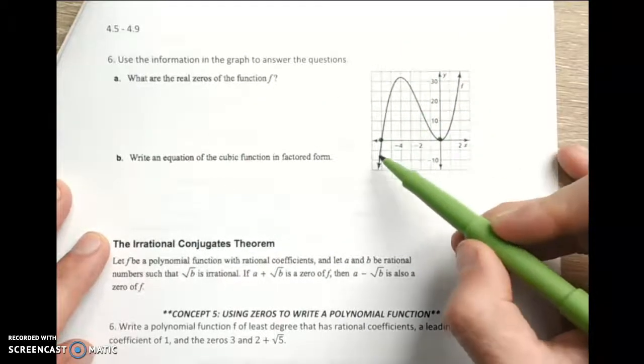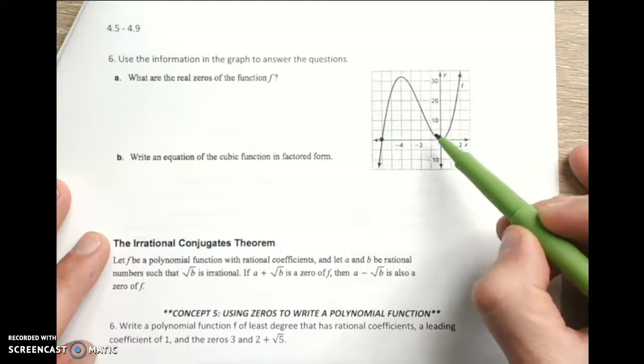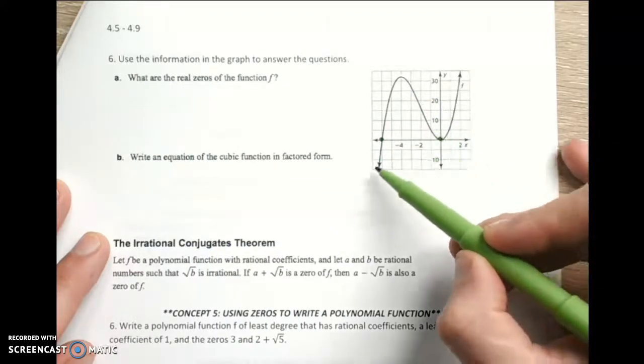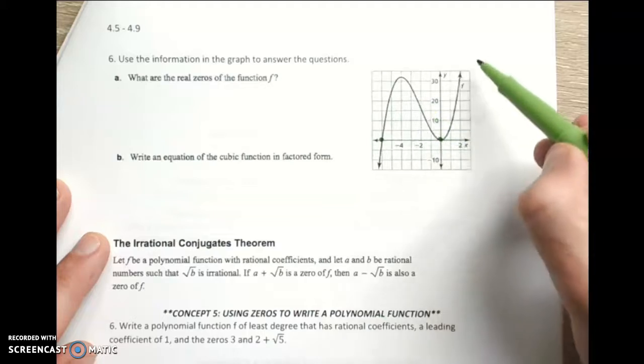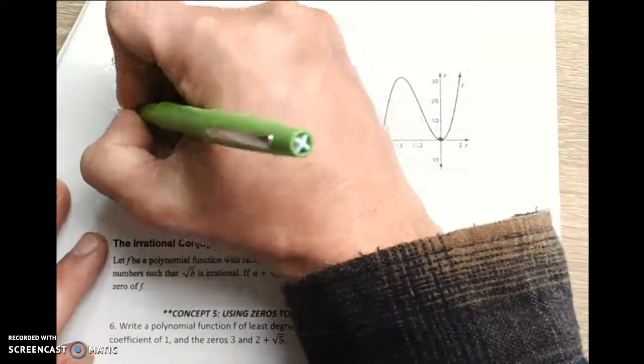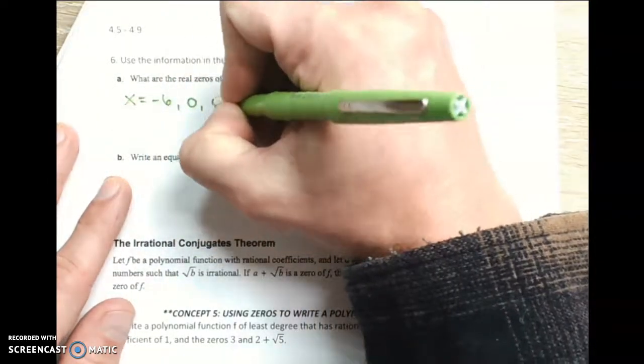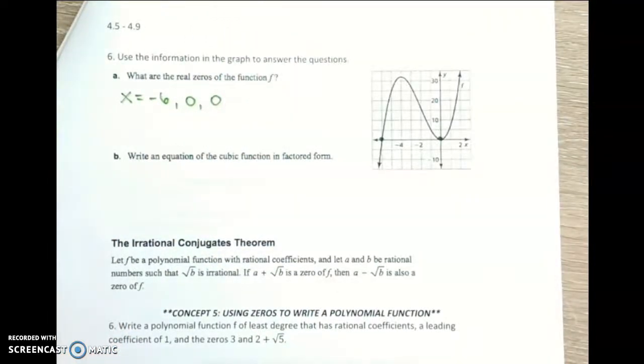But see how it goes through it? So it hits this one once, but then it hits this one twice real quick. So it goes dish, dish, and bounces back up. Okay, so for this case, what does x equal? x equals -6, 0, and then it hits 0 again.